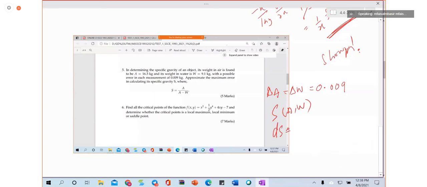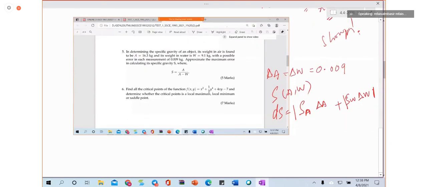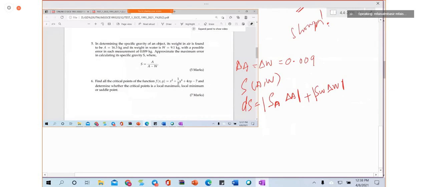Then they give S that depends on A and W. So they want to approximate the maximum error in S. dS will be S_A del A, or delta, you can use either, plus S_W delta W. Maximum means modulus. If they ask to find the percentage, you have to divide by S. Now no need. Okay. Maximum error, you don't need to put the modulus sign. Okay, so you have to find this, right?